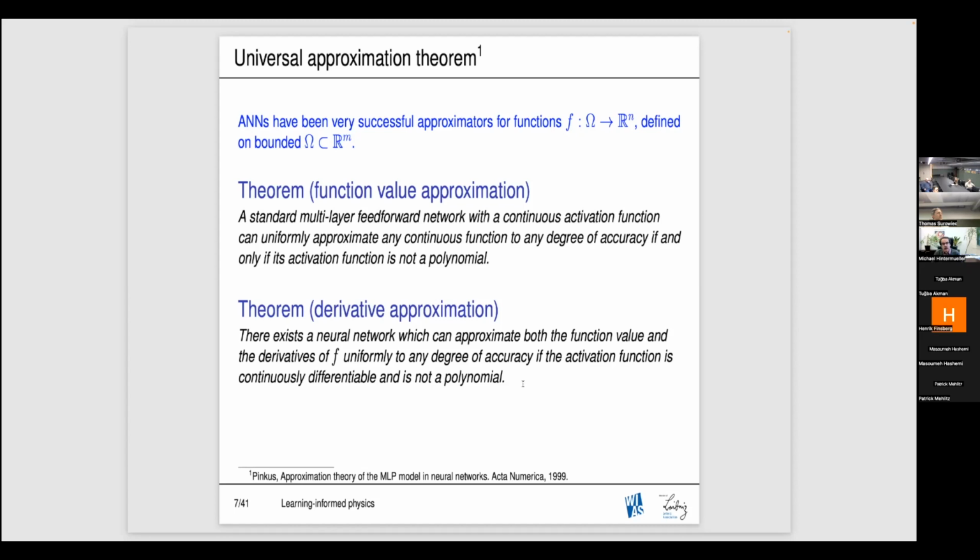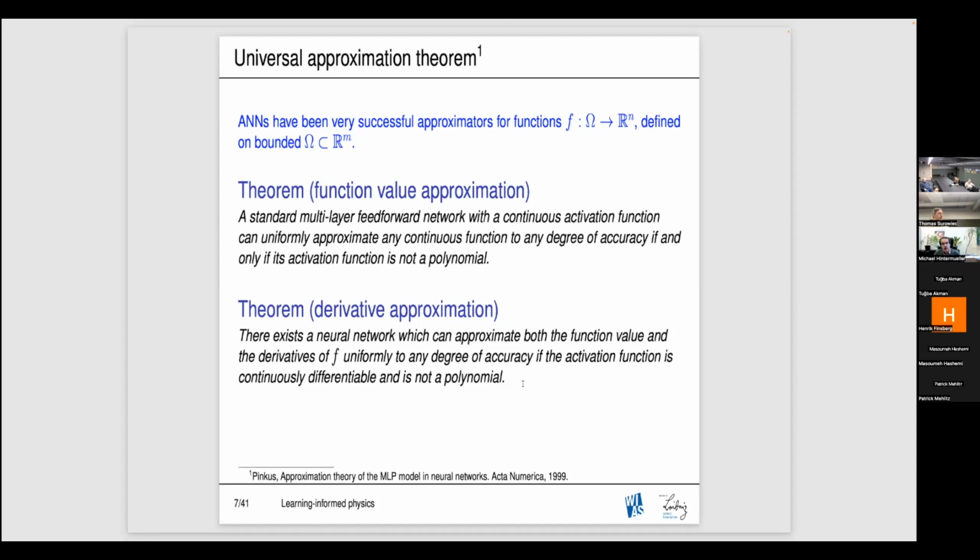it can uniformly approximate any continuous function to any degree of accuracy if and only if the activation function sigma is not a polynomial. So this is, of course, a density result saying you can get as close as you wish to a function f unless sigma is a polynomial. This is also good to know because it tells us something about the qualitative nature of using neural network type approximations for functions.